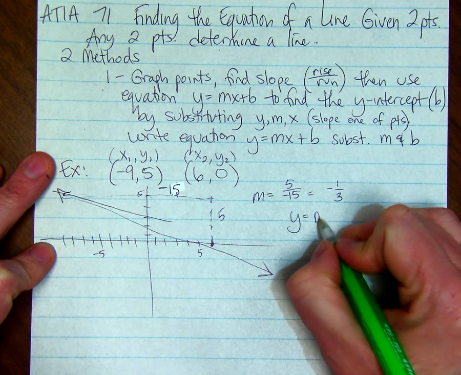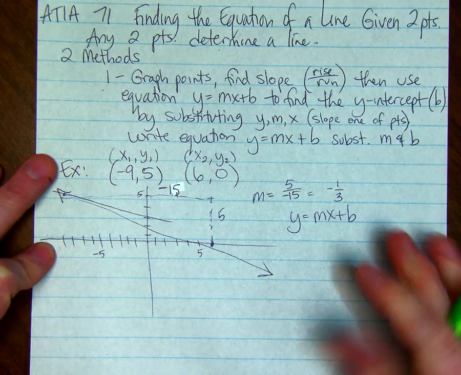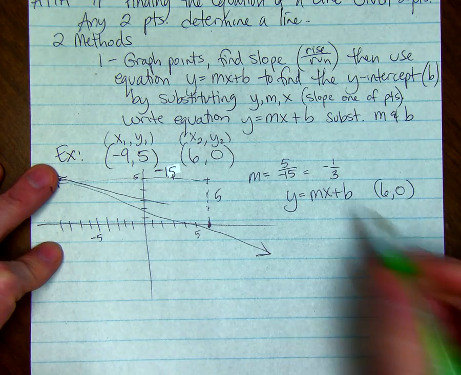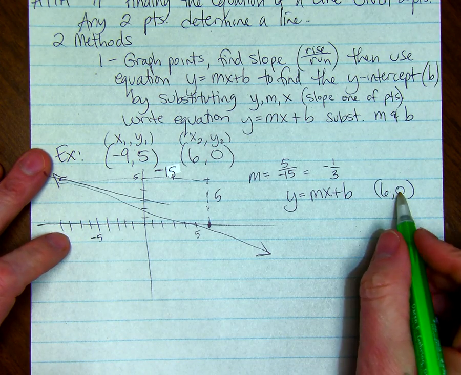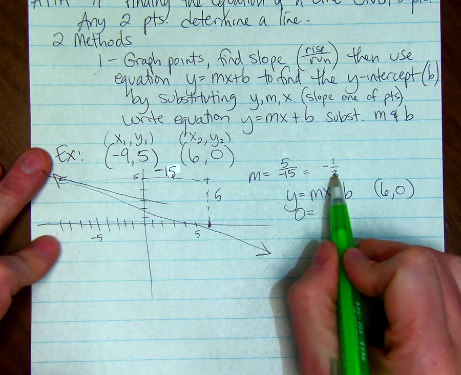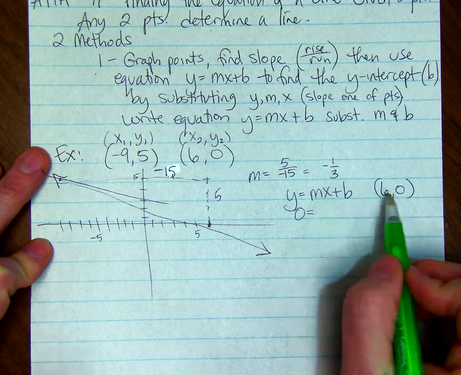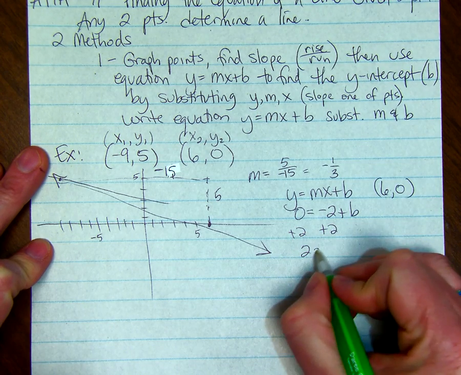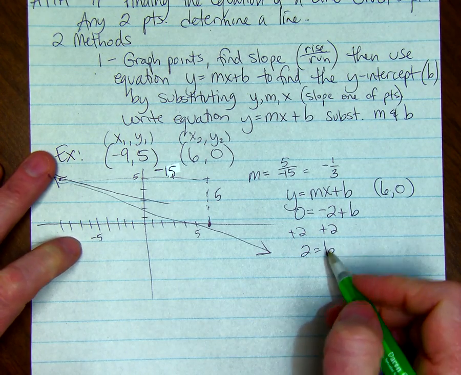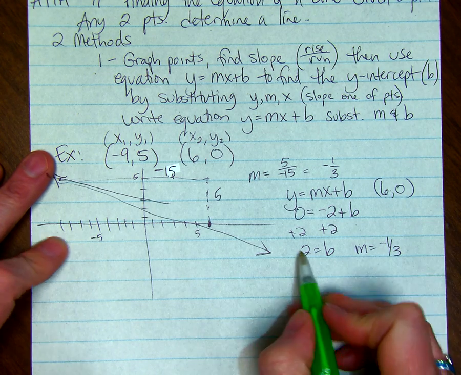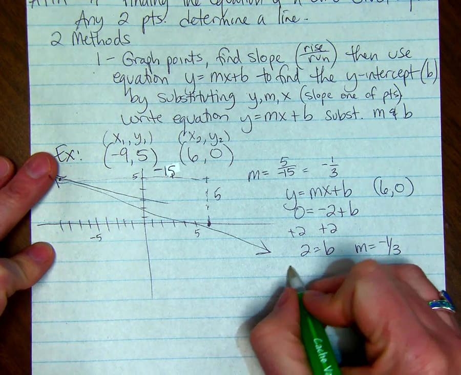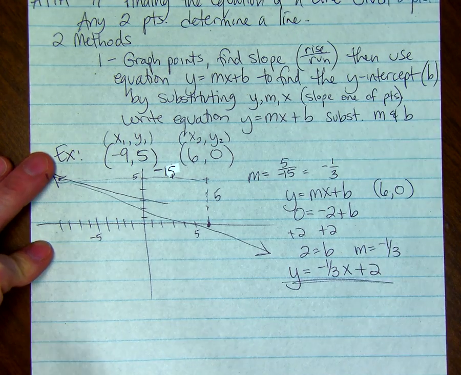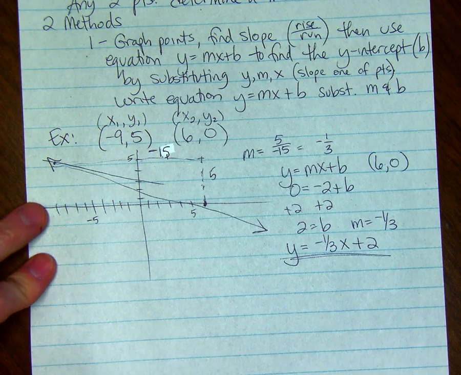So I use my equation y equals mx plus b, and I'm going to pick one of my points. I'm going to pick the 6, 0 because there's a 0 in there. It makes it a little bit easier. So we plug in y, which is 0. I'm going to do my slope, -1/3 times 6 is -2, plus b. So I add 2 to both sides, and I get 2 equals b. I'm going to plug in m equals -1/3 and b equals 2 into y equals mx plus b. So I have y equals -1/3 x plus 2. And that would be the equation of the line given 2 points.